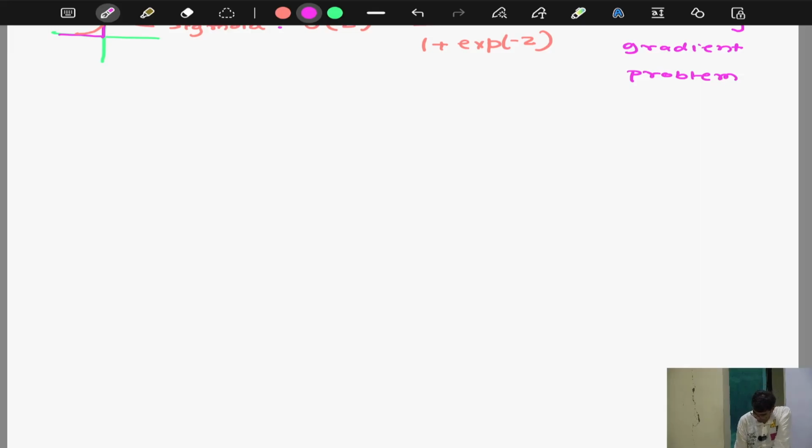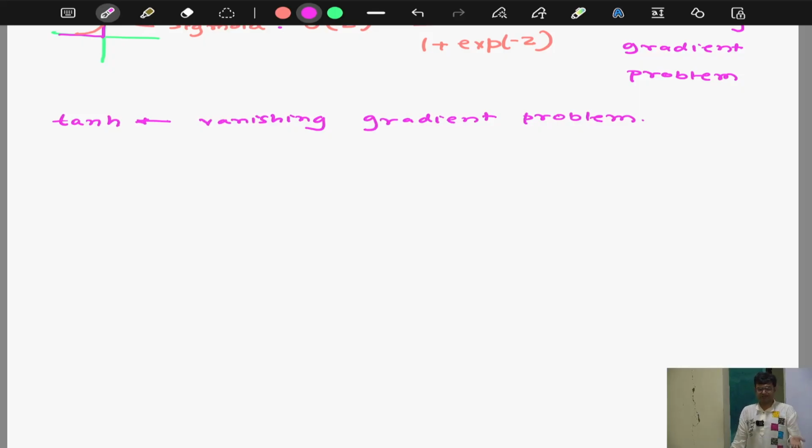So tan hyperbolic also has the vanishing gradient problem. And by this time people started exploring other activations which need not be like the threshold function. Remember, tan hyperbolic and sigmoid both are like the threshold function, at least in some sense. But by this time people realized that this problem is coming again and again. So maybe we can move beyond this threshold function.